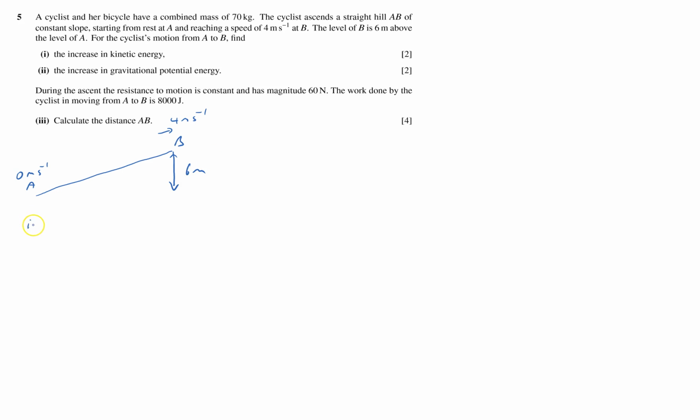Fine, first part. So the cyclist going up there, 70 kilograms. Increase in kinetic energy. So the increase in kinetic energy is final kinetic energy minus initial: half mv squared minus half mu squared. So that is a half times mass, 70, times final speed 4 squared, minus a half times 70 times 0 squared, which is this bit here, and that is 560 joules of kinetic energy.